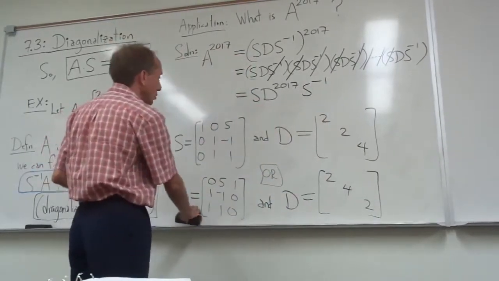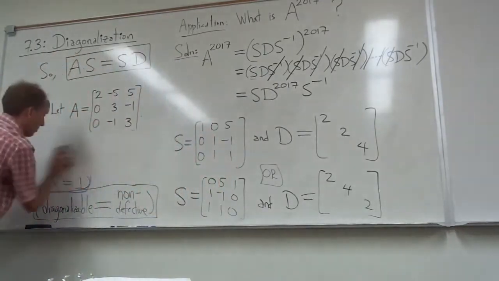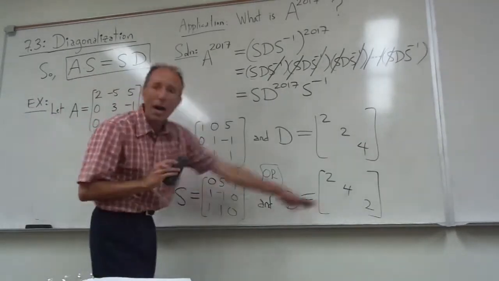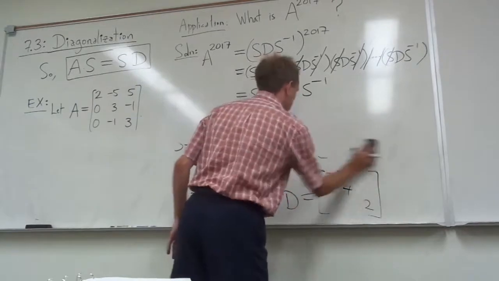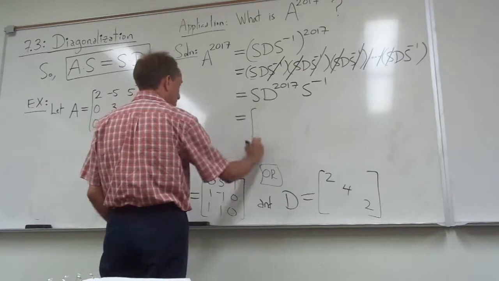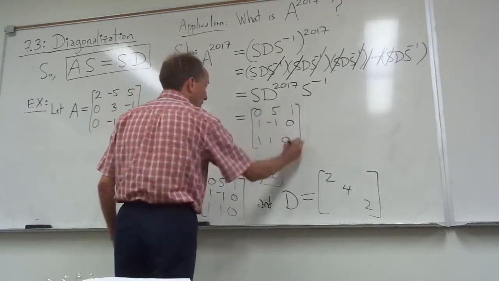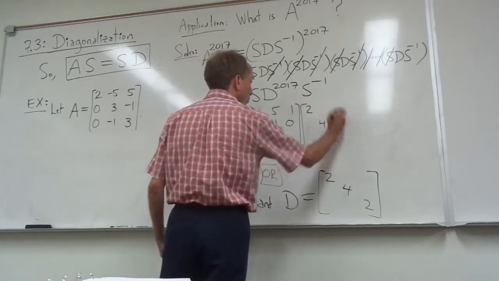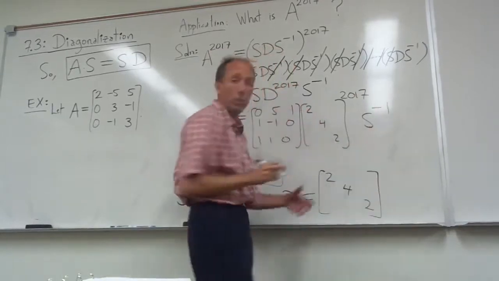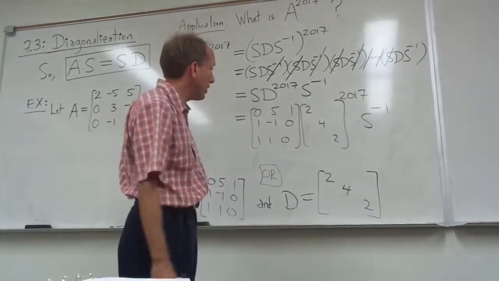And we have right here on the board, let me just come over here so I don't have to erase what S is. Let me just use the bottom formulation, then I can keep it on the board here. We actually have a way of setting this up. Here's S, 0, 5, 1, 1, negative 1, 0, 1, 1, 0, and then the matrix 2, 4, 2, that diagonal matrix to the 2017, and then S inverse, which I honestly don't know what that is right off the top of my head. We could work it out, of course. It's a 3 by 3 matrix.